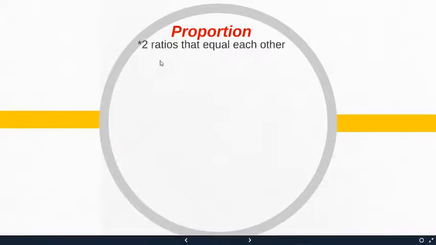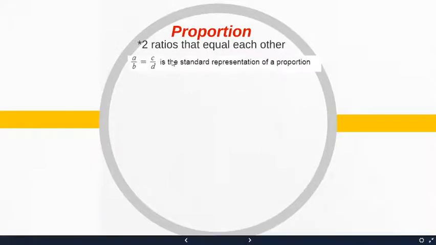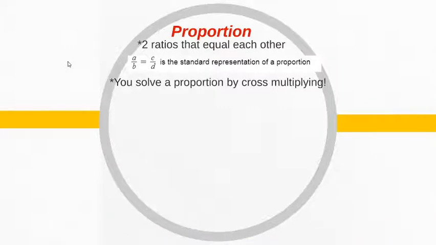All right, but anyway, the next thing we're going to talk about is a proportion, which is basically two ratios that equal each other. So you're going to have one fraction equal to another fraction, or one ratio equal to another ratio. A over B equals C over D is the standard representation of a proportion. Proportions are wonderful things that look like this. And the way that we solve proportions is by cross multiplying, and I'm going to teach you how to do that if you don't already know how.